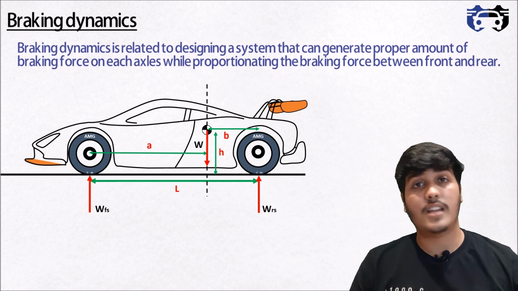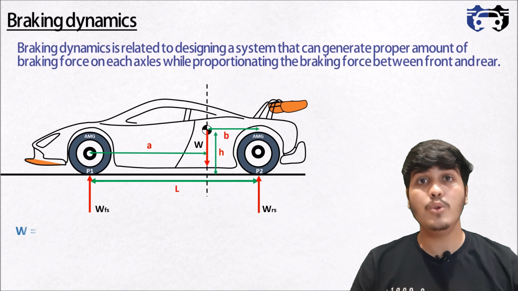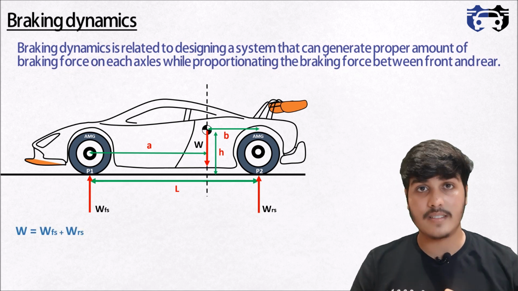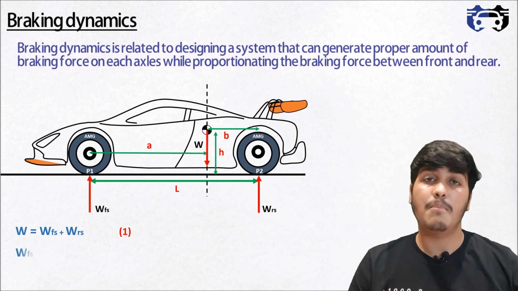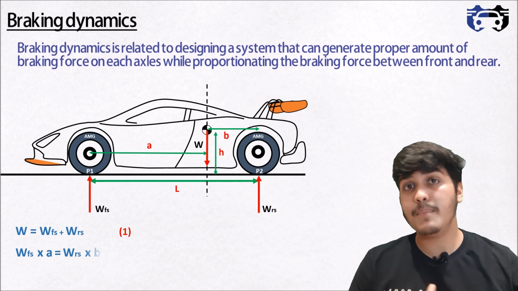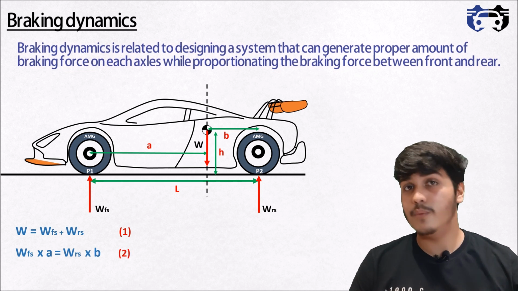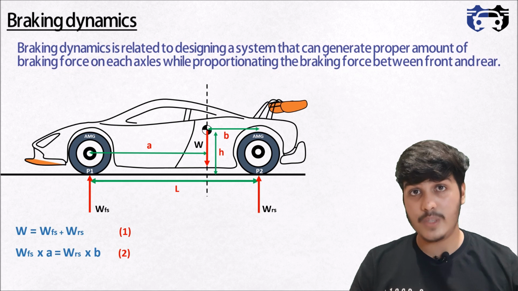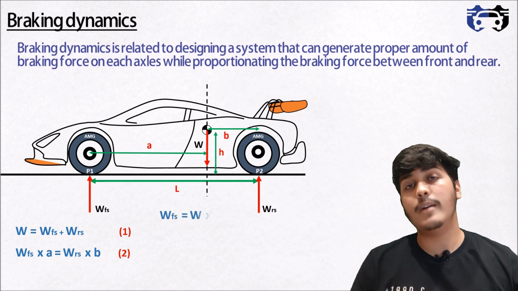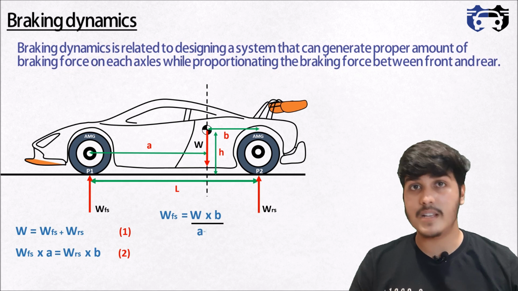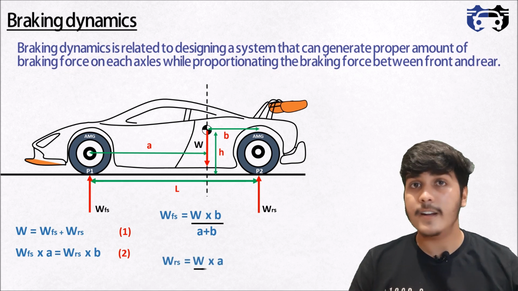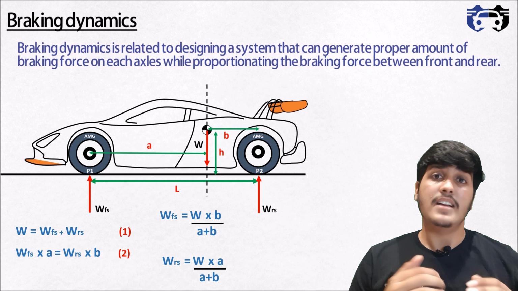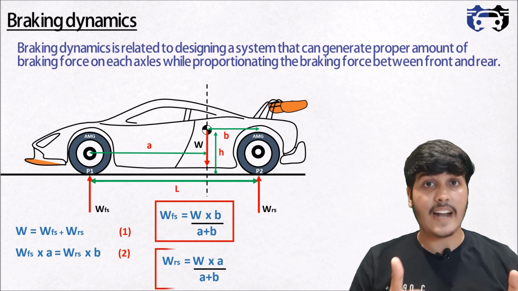On balancing all the forces along the vertical direction, we get W equals WFS plus WRS. Taking moment at the center of gravity, we get WFS multiplied by A equals WRS multiplied by B. On solving 1 and 2, the static load on the front tire is WFS equals W multiplied by B divided by A plus B. Similarly, the static load on the rear tire is WRS equals W multiplied by A divided by A plus B. This is the static load on the wheels when the vehicle is standing stationary on the ground.